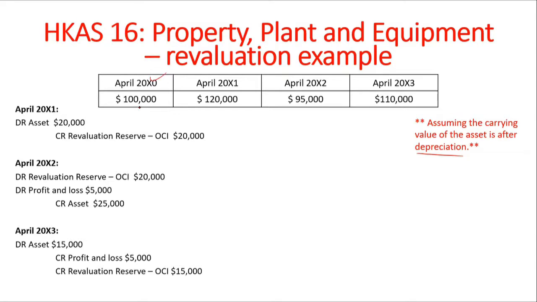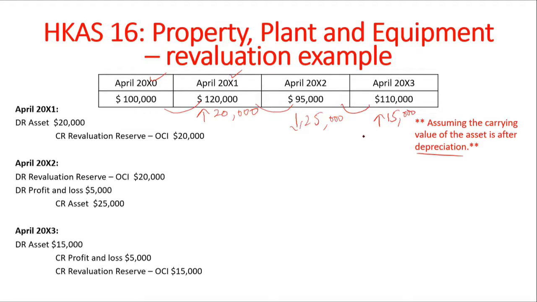On April 2000, the company has an asset with a carrying value of 100,000. Then on 1st April 2001, the asset has a carrying value of 120,000. So what happened in 1 year? The asset increased in valuation by $20,000. Then from April 2001 to April 2002, the asset's value decreased by 25,000. And then from April 2002 to April 2003, the asset value went up by 15,000.